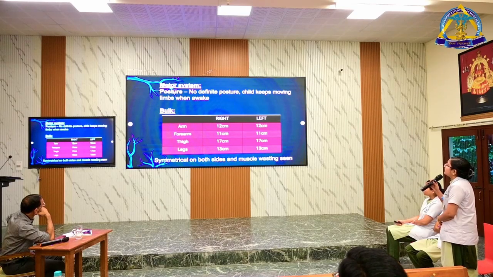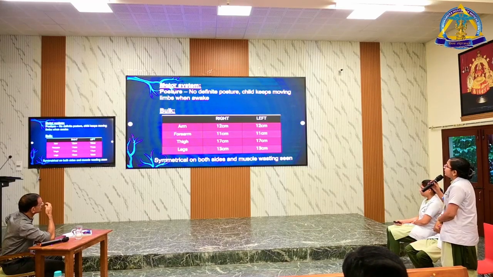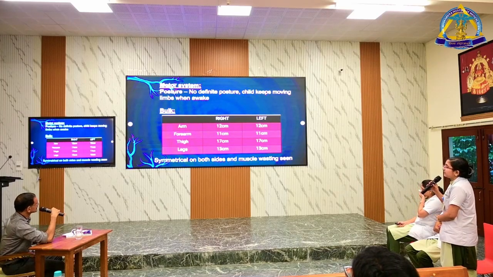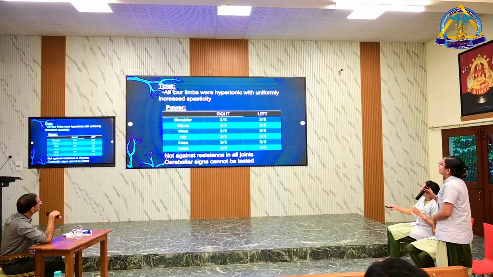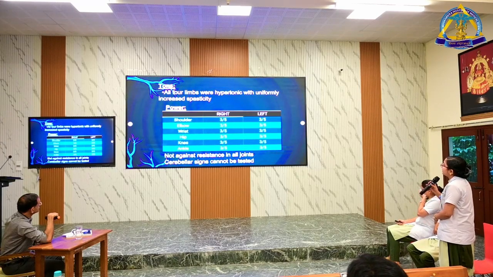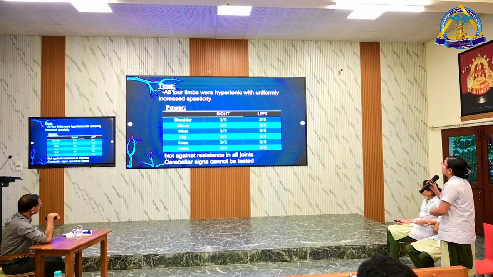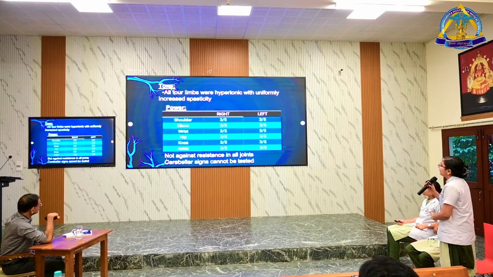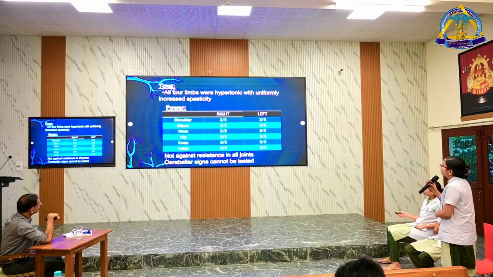Motor system. Posture: no abnormal posture, the child keeps moving limbs when awake. Bulk is symmetrical on both sides. All 4 limbs were hypertonic with uniformly increased resistance. Power is 3/5. Movements can be done against gravity but not against resistance in all joints. Cerebellar signs cannot be tested.